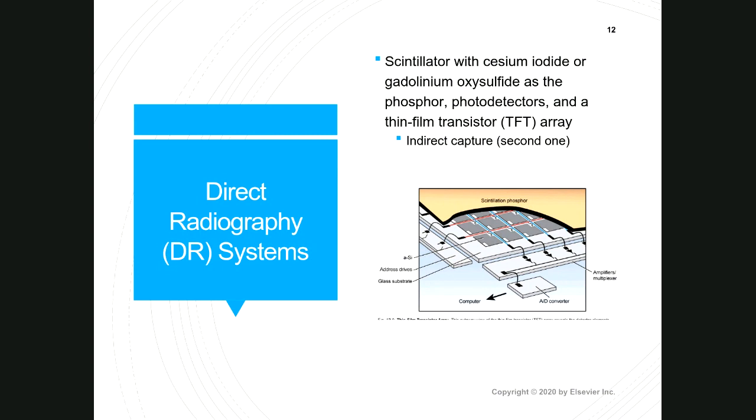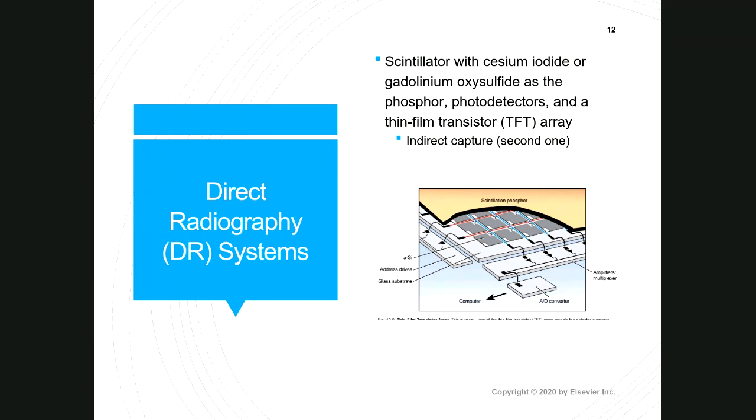Again, an overload of information, lots of acronyms: TFT, the PSP, the CCD. The best that I can tell you right now is I would make cards for those so that you can utilize them in the future. Right now, I just want you to understand what I'm saying and understand that there are two different forms of indirect capture with DR systems, and then we also have what's called direct capture.